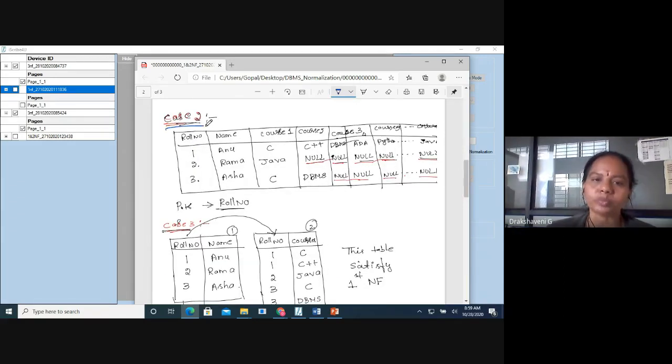Okay, so case 2. In case 2, we can write the same table as roll number, name, course 1, course 2, course 3, course 4, course 5, like this, we can go till course N. Now, enter the values. The roll numbers are 1, 2, 3. Names: Anu, Ram, Asha. Then course 1: C, Java, C. Then course 2: C++. Ram has taken only one subject, Java, and because he has not taken the other subjects, we have to write null. Then here DBMS. In the same way, course 3: DBMS, null.